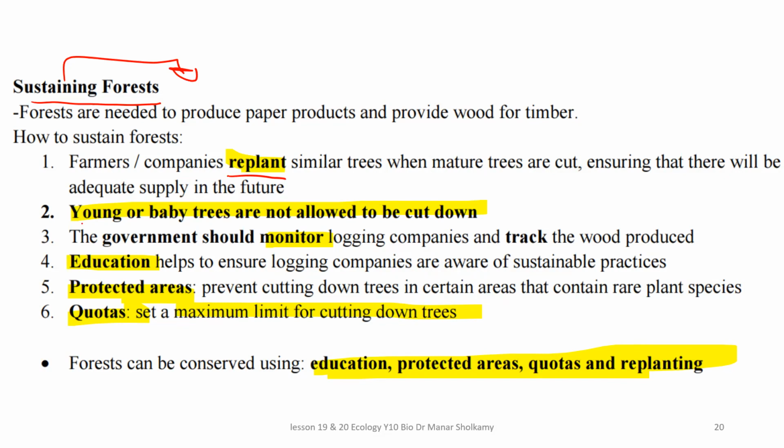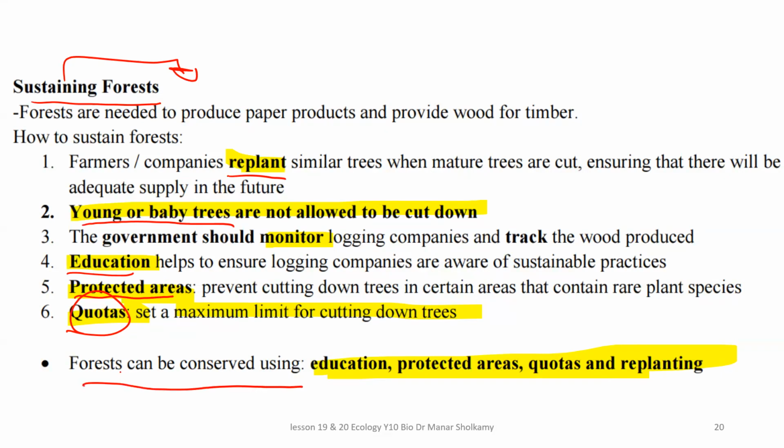Okay, I will replant. I'm not going to cut down baby trees. I think I said it in the online session last time and today. Protection, protected areas: I will not come next to this area. Quotas. What is a quota? A quota means if I want to hunt something or cut down something, I have a limited number set to me by the government. And this is very applicable when it comes to fishing. Okay, let's talk about fishing quotas here.